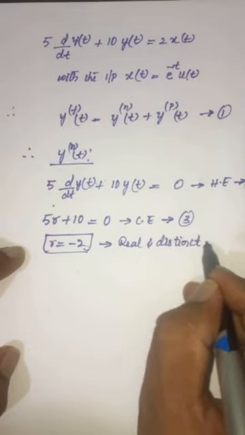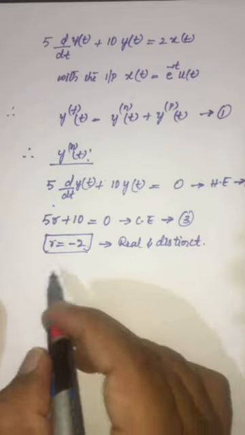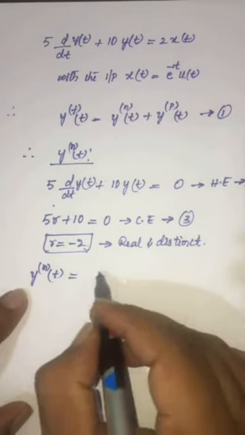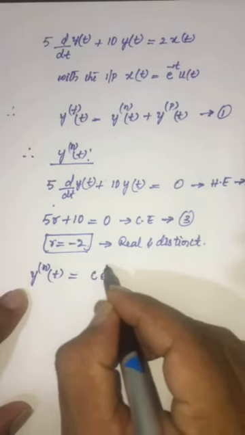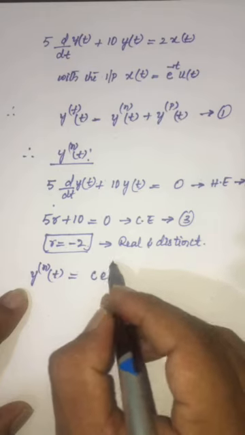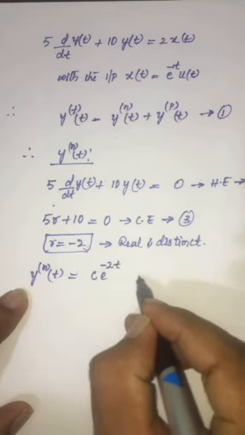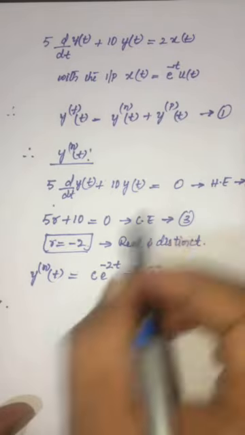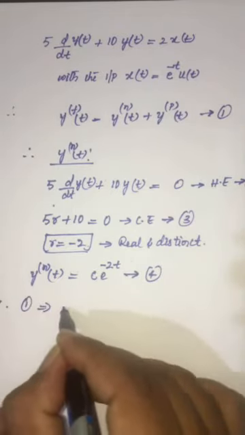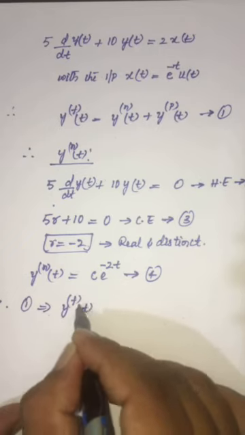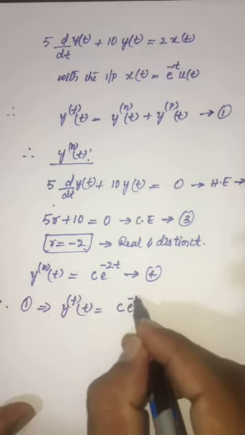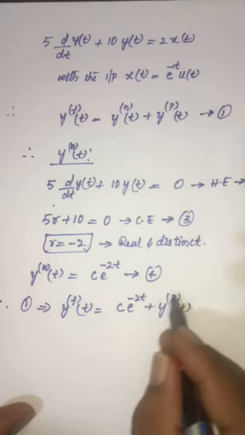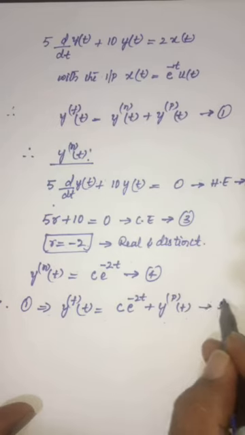Real and distinct. Since the root is real and distinct, the natural response will take the form yn of t is equal to c e to the power of r into t, where r is equal to minus 2. Here I will substitute it directly, therefore it is equal to minus 2t. Let this be equation 4. Therefore equation 1 becomes y to the power of f of t is equal to c e to the power of minus 2t plus y to the power of p of t. Now this is what we need to find now. Let this be equation 5.